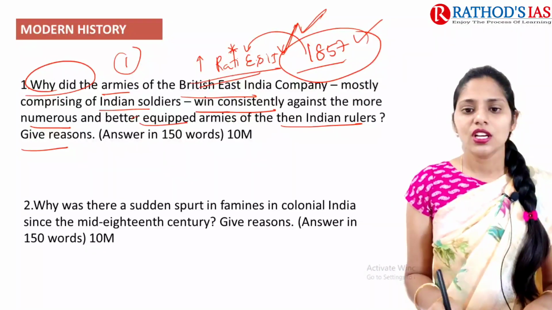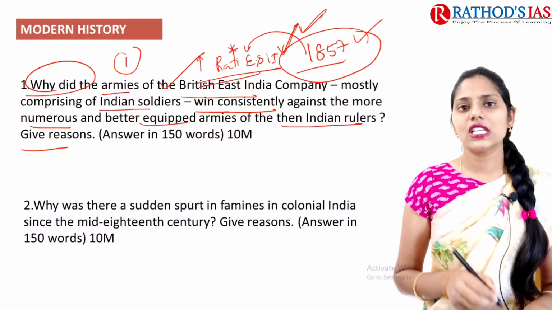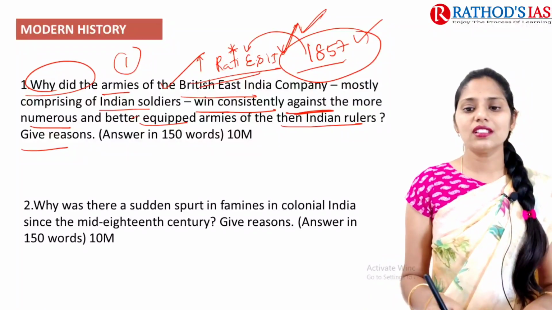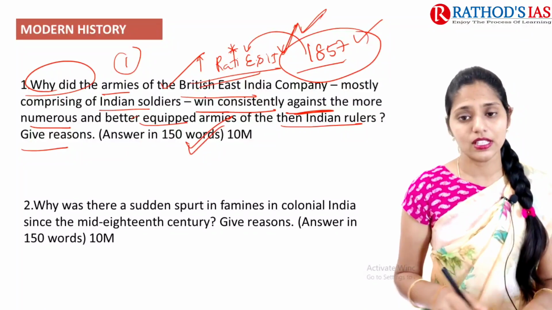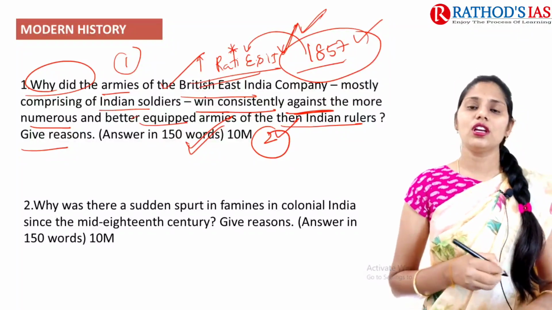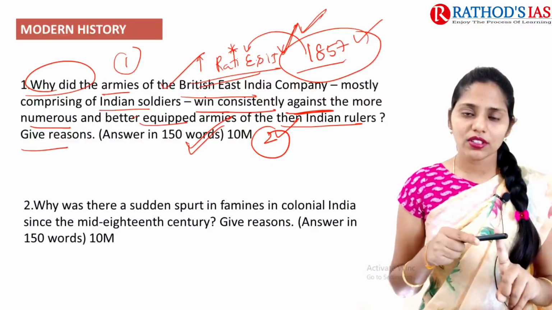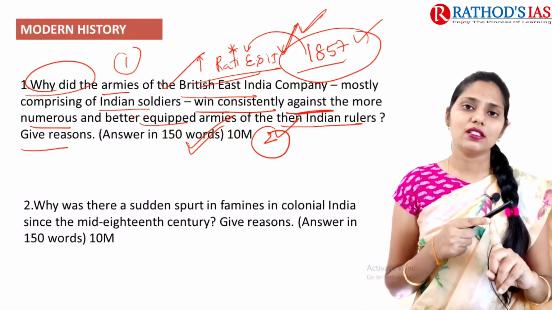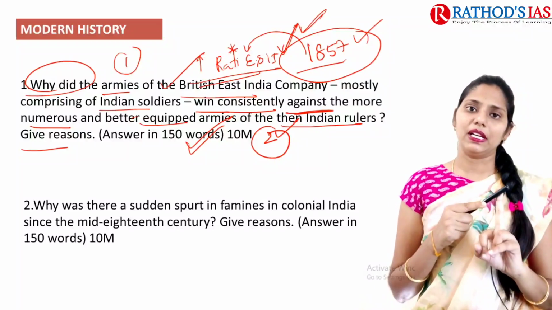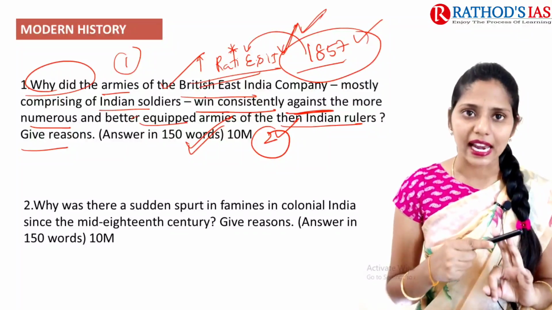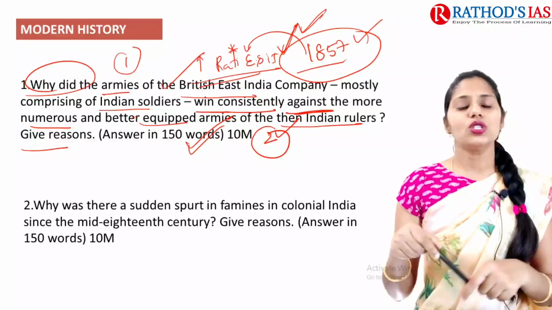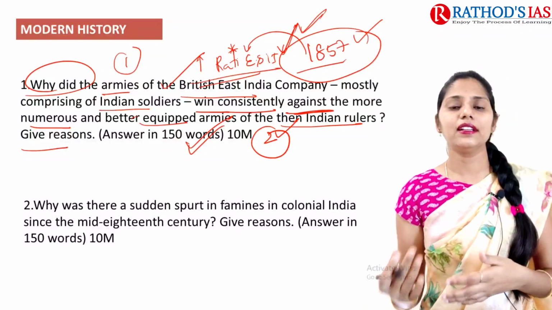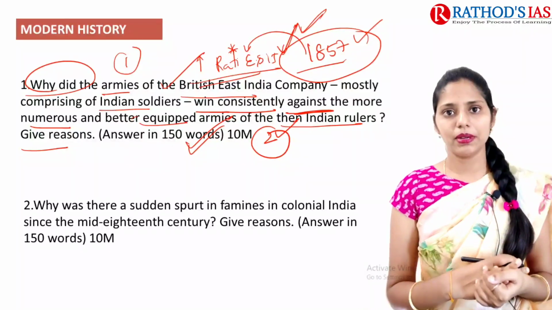And the second one is that this British East India Company army was consistently winning against the Indian rulers. So what might be the reasons? This is the second sub-question. The first is that the technology the British East India Company had was very much advanced, and they were well trained people, and they focused on regular salary. But the weapons the Indian rulers were using were outdated, not much updated compared to those of the British East India Company.